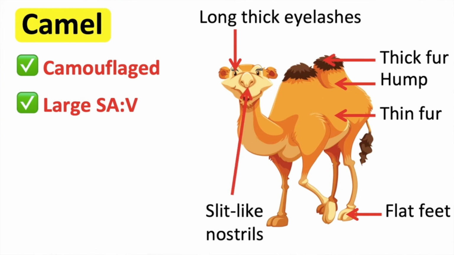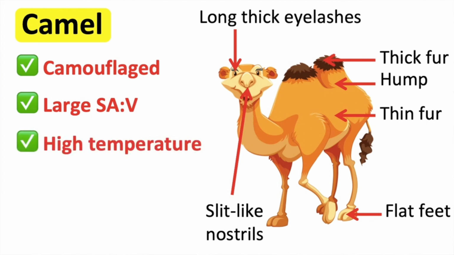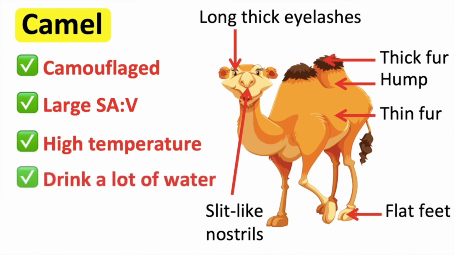They are able to tolerate high body temperatures. Camels can drink gallons of water in one go, and they can also go a long time without water. Lastly, camels lose very little water through urination and perspiration.